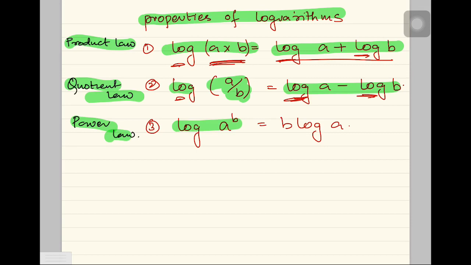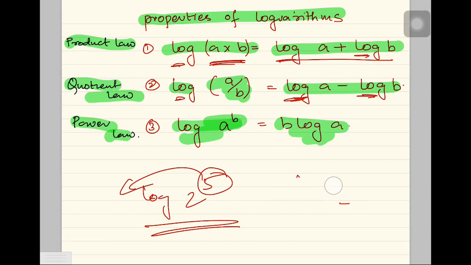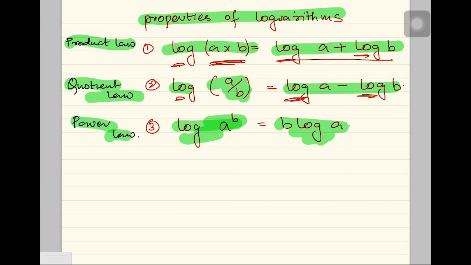The power law says if you have log a to the power b, then we can write it as b log a. That means if you ever have a power, for example log 2 to the power 5, then we can write it as 5 log 2. The power comes to the coefficient. Remember this, correct? By the way, I haven't written the base for all this logarithm. Right now, you may say it is 10, because in standard logarithm the base is how much, everyone? 10 base.